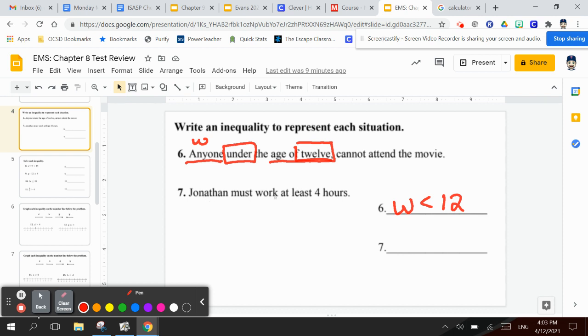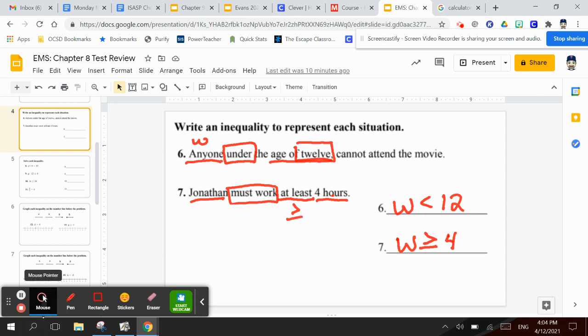It says Jonathan must work at least 4 hours. So Jonathan is who we're talking about. He must work at least 4 hours. So I know Jonathan, that's our variable, must work at least 4 hours. So that means that he has to work 4, but he could work more. So that at least means greater than or equal to 4 hours. So at least is always greater than or equal to. Something always good to remember when talking about inequalities.